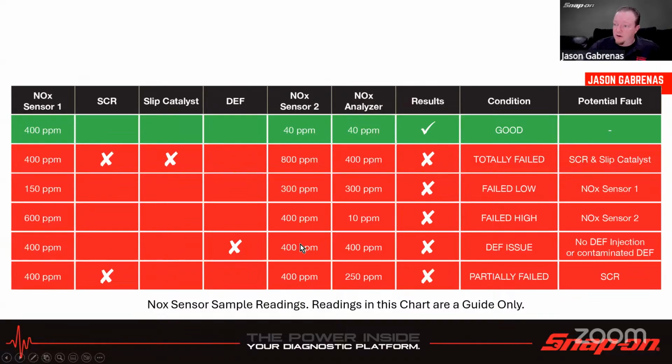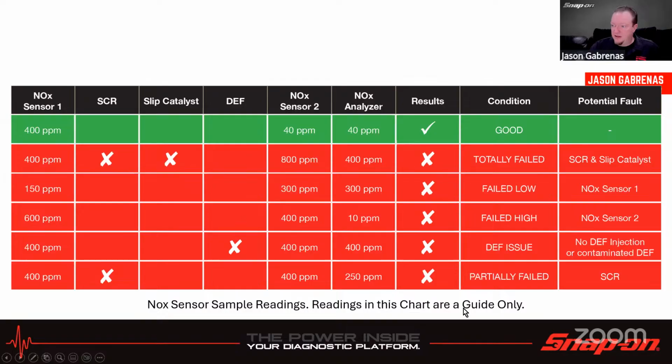400 in, 400 out on my PIDs, and then 400 on the analyzer. It could be a DEF issue: no DEF injection or contaminated DEF. And then if we see 400 parts per million there, 400 parts per million there, and then 250 parts per million on the analyzer, it's partially failed, and that would be your SCR.